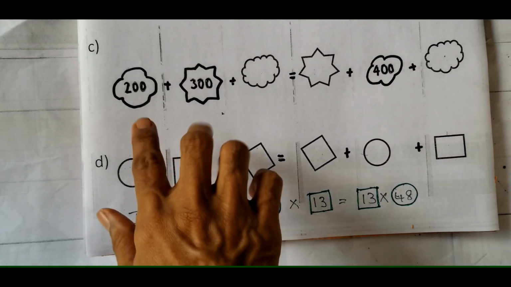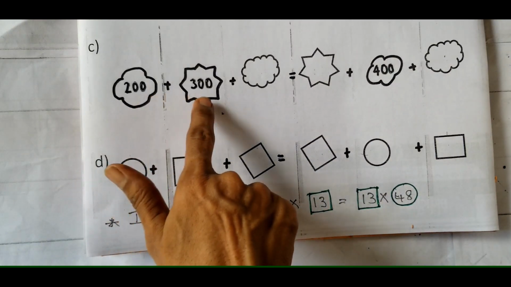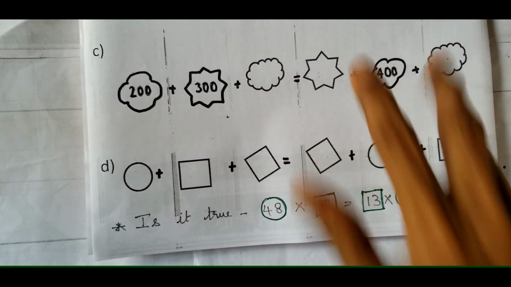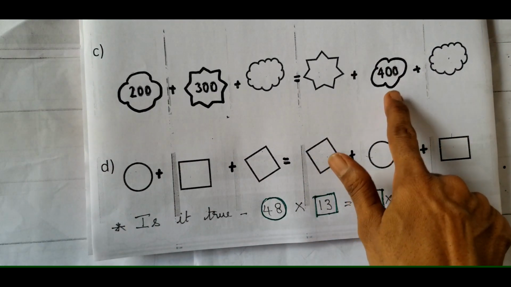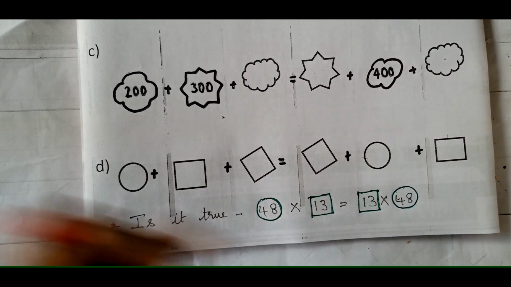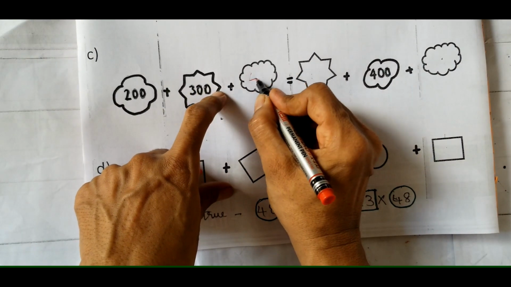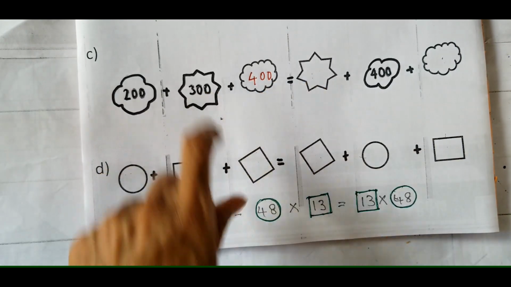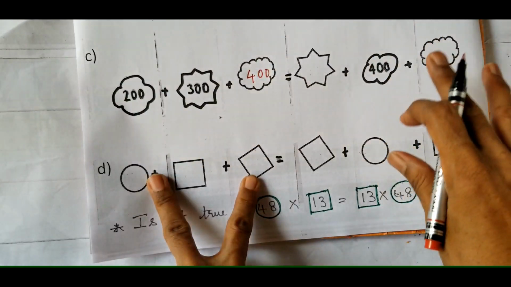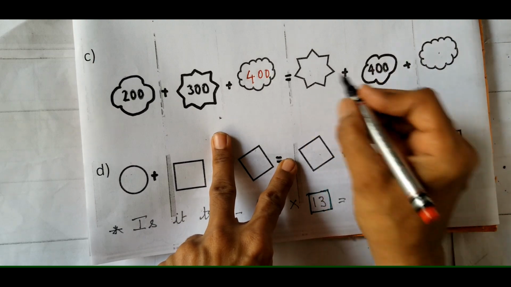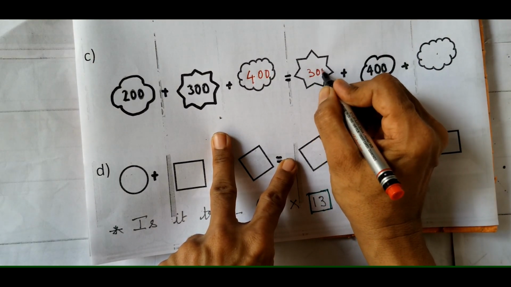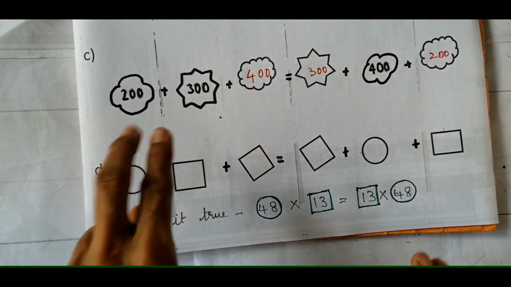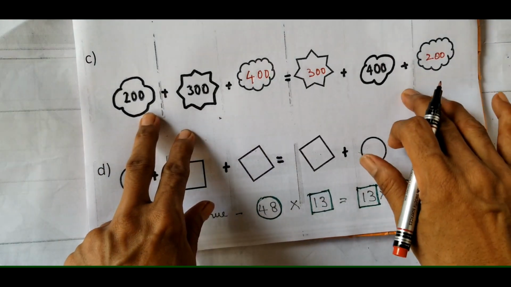See, here you can see on your left side 2 numbers and 1 blank space. And on your right, 1 number, 2 blank spaces. So first we will fill in this number here. Now we have to take these 2 numbers to our right. So I'll write 300 here and 200. Now the left side will be equal to the right side.